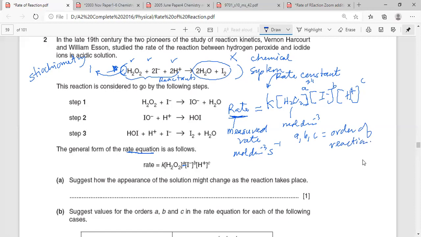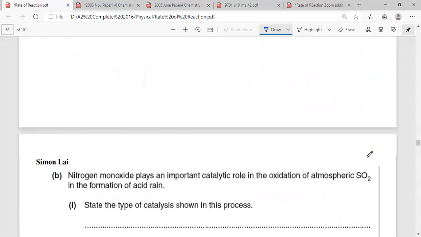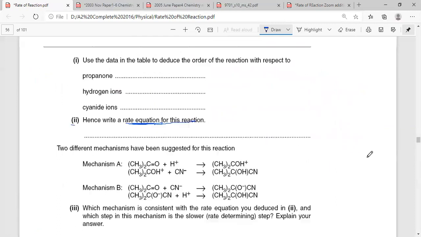Normally for us, you do zero order, first order and second order, that's all. Zero, one, and two. Zero order is called zero order. It's called first order, don't call it one. Second order. So there are three orders here, and I'll explain why. So these are called the orders of reaction.